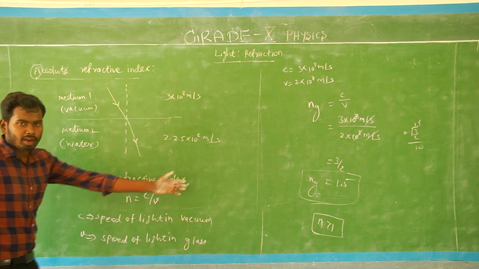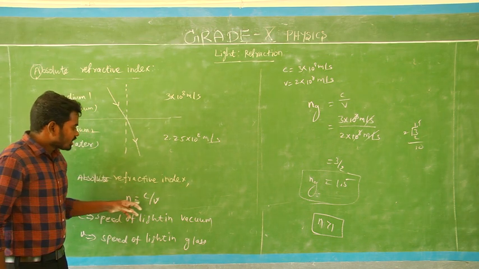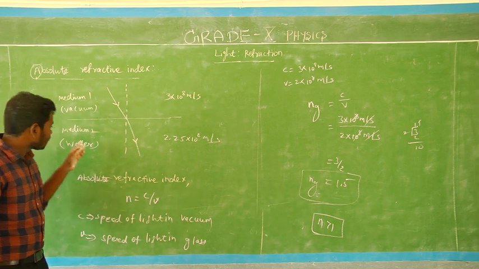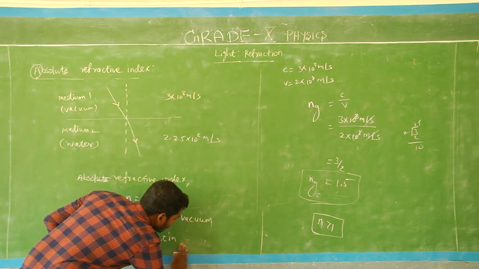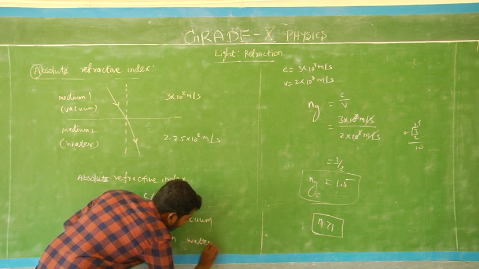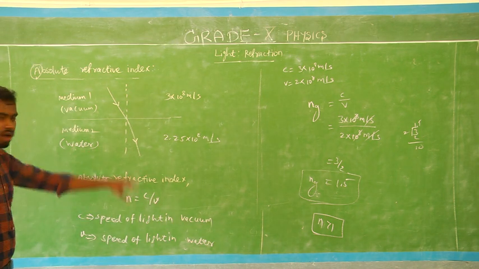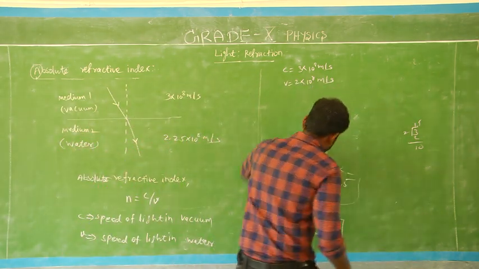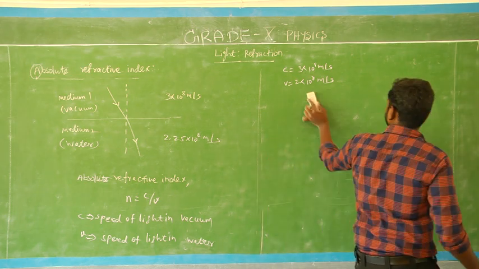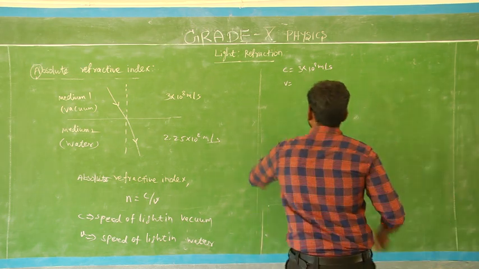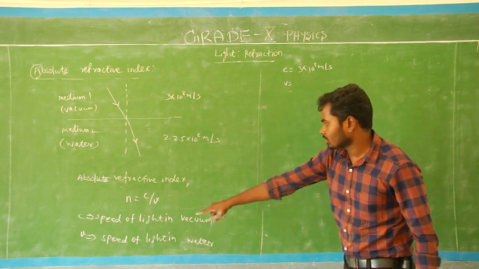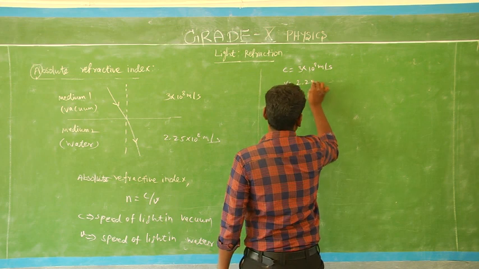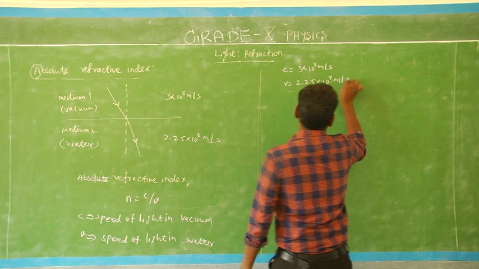The absolute refractive index n is equal to c by v. C means the speed of light in vacuum. Here small v is the speed of light in water. Instead of glass, we have taken water. Now find out the value. What is small v? That is the speed of light in water, 2.25 into 10 to the power of 8 meter per second.